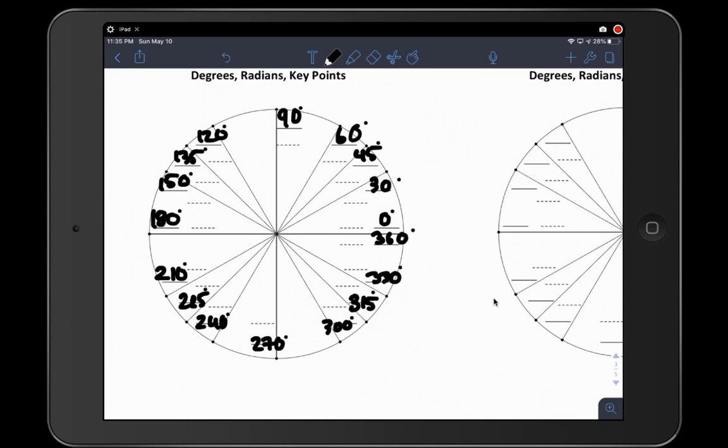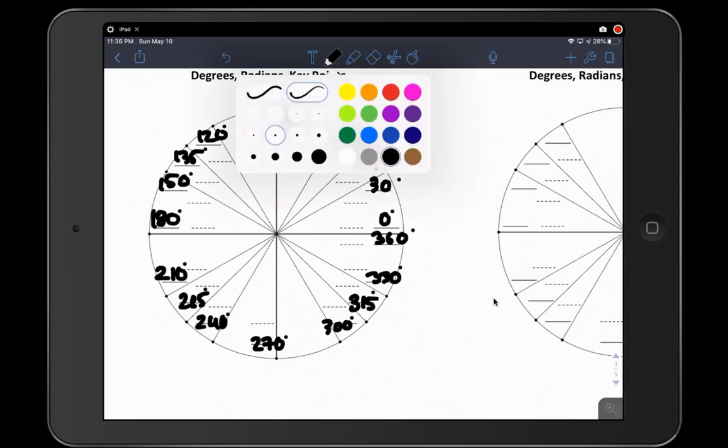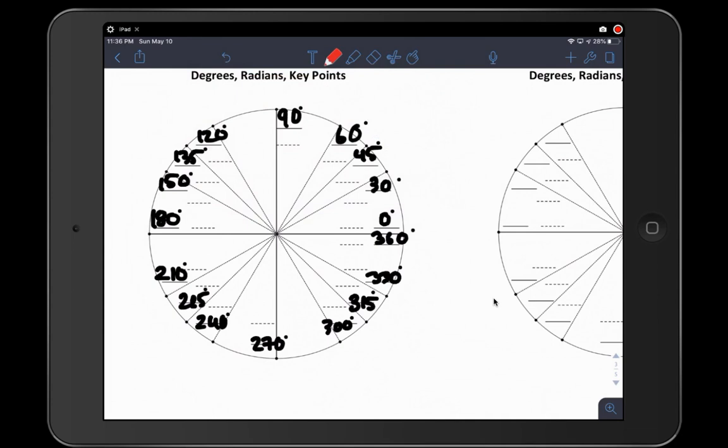Okay, so not too bad there with the degrees. I feel like we could all do that fairly easily with a little practice. I think the radians are really the difficult part. So let's start with the easiest part of the radians, which is 0, and then you go to 2 pi.